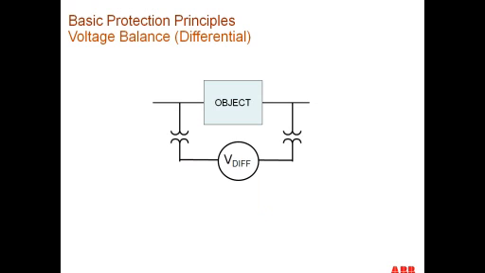The next concept would be a differential relay. This happens to be a voltage balance differential relay where we compare the voltage on two sides of an object, and if the voltages are the same, we get no voltage difference, and the relay wouldn't operate. But as soon as we get a voltage difference between one side and the other side, and it exceeds a certain amount, then the relay operates. This is called a voltage balance or voltage differential relay.